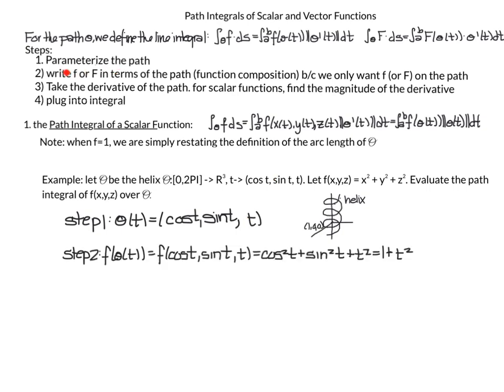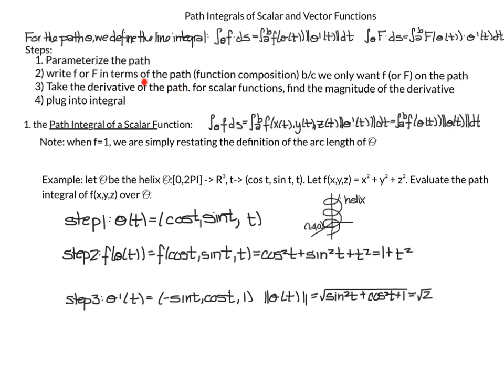The second step, write f in terms of the path using function composition. So here is our f of sigma of t. I'm just going to plug that in. We have f of cosine t, sine t, and t. So plugging cosine, sine, and t into f, which is given to us here, x squared will be cosine squared, y squared will be sine squared, and then z squared will give us t squared, which will simplify to 1 plus t squared.